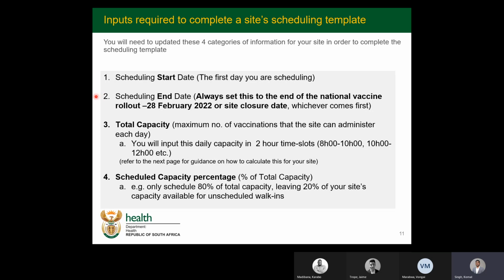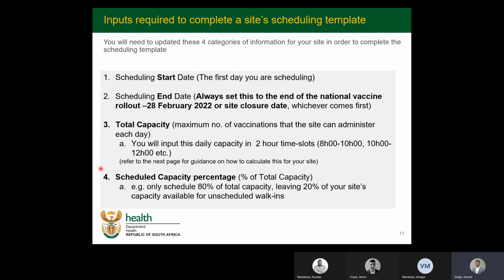So we'll talk about the scheduling end date. The scheduling end date is always set to the end of the national vaccine rollout, which I mentioned before was the 28th of February 2022, or when the site closes, the site closure date, whichever comes first. Okay. The third point is the total capacity. The total capacity is the maximum number of vaccinations that the site can administer each day. Please note you'll input this daily capacity in 2-hour time slots, for example, 8 to 10, 10 to 12, etc. And the next few slides will provide guidance on how you can calculate this for your sites.